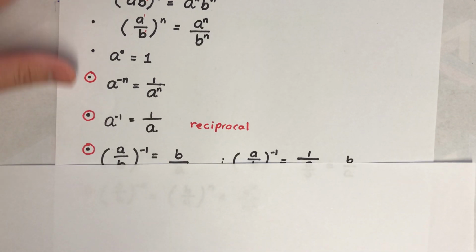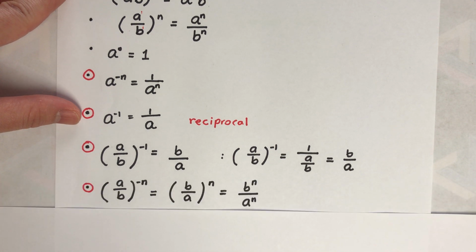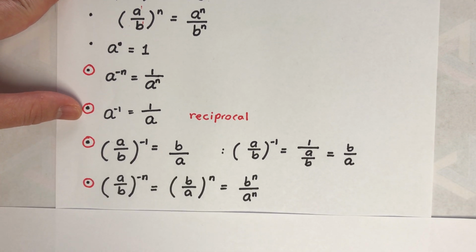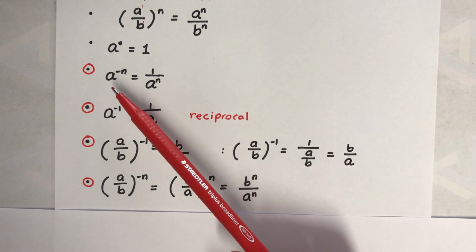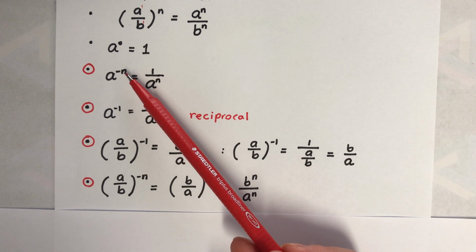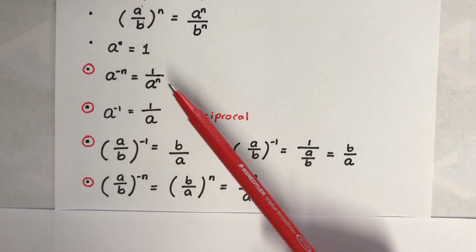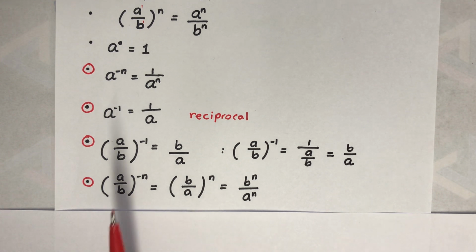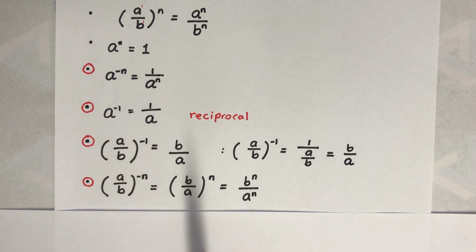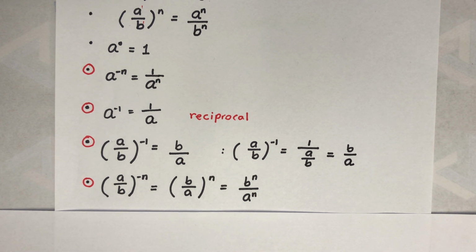From here on, it's quite important, it's quite new. Even if you've done the index laws in year 9, you probably need to remember this one or revise it again. Now a to the power of negative n will be written in fraction form. When the power is negative 1, it's a reciprocal. Anything with a power of negative 1 is a reciprocal, so it's going to be 1 over something.